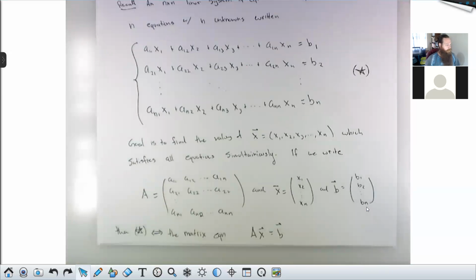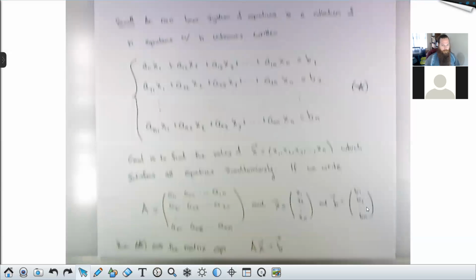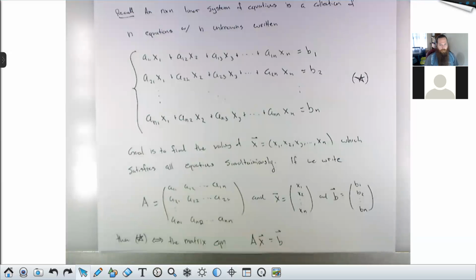Adjust the camera here. Center probably should be all this. All right. So this whole big scary thing can be written in this form, where A is this n by n matrix, whose entries are the coefficients from the system. X is this column vector, whose entries are the n variables that you're trying to solve for. And B is the column vector of right-hand sides.